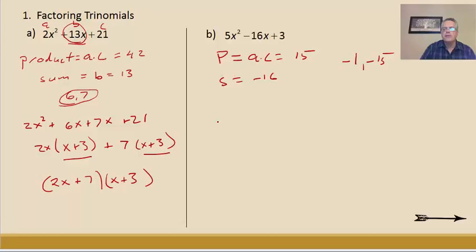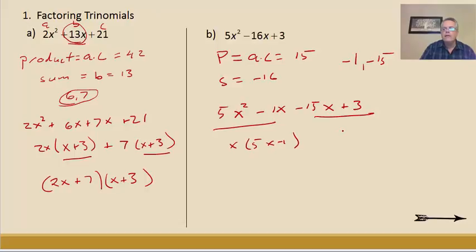Okay, so we're going to split up the middle term. We have 5x squared minus 1x minus 15x plus 3. So I'm going to group those. I can pull out an x here. It's x times 5x minus 1. I better have a 5x minus 1 over here. This isn't going to work.